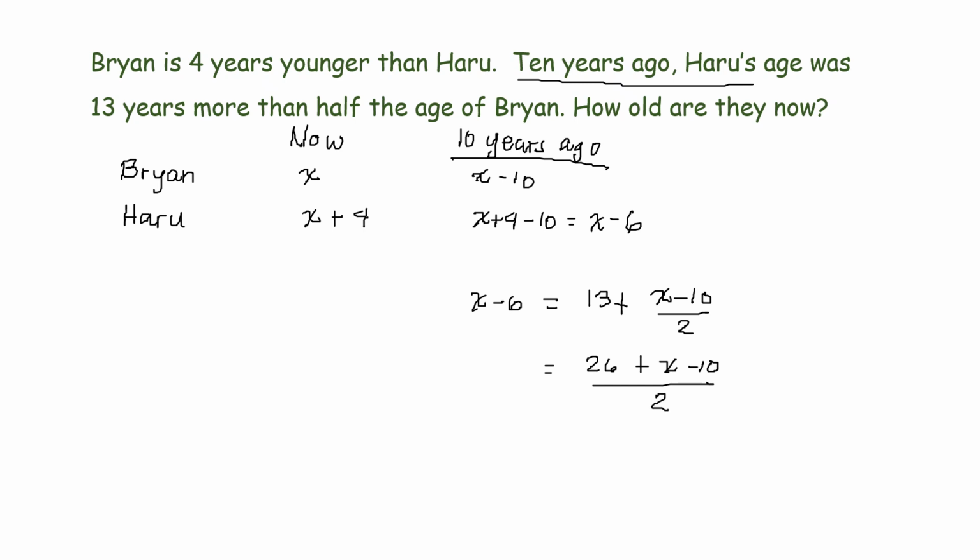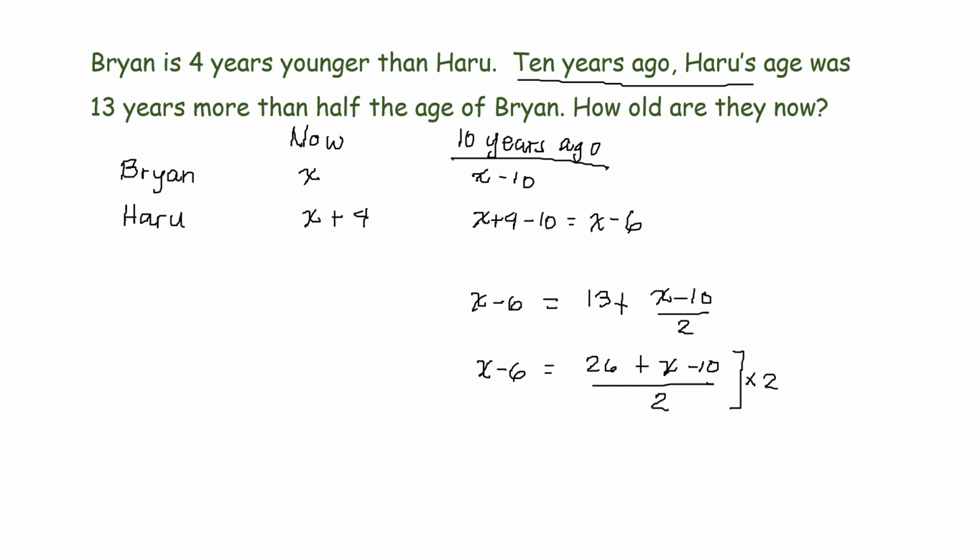Because 26 over 2 is 13, X over 2 is X over 2, negative 10 over 2 is negative 10 over 2. So I'm not changing any values. I'm just changing this in terms of a denominator equal to 2. Okay, so this retains as is X minus 6. I want to get rid of this denominator here by multiplying everything by 2.